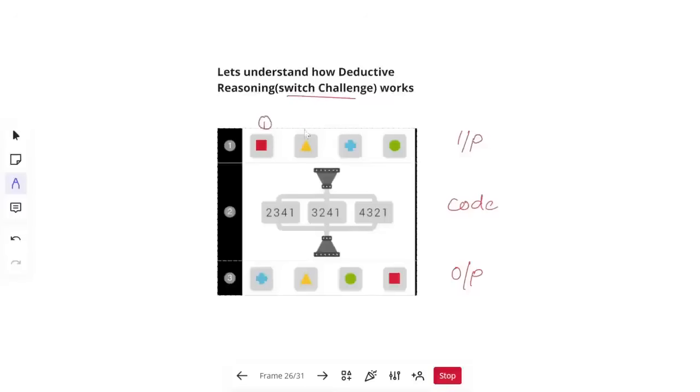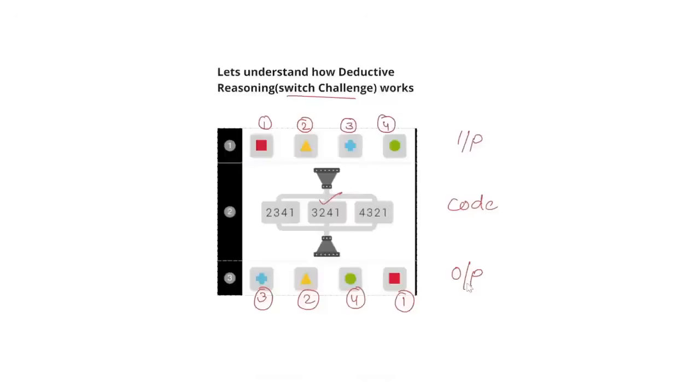Let's mark these images as 1, 2, 3, 4, to understand it better. Now in our answer figure, which image is first? 3, then which is there? 2, then 4th, and then 1. So let's see if we have this code or not. 3, 2, 4, 1. Yes, we have. So our input is following this code and then it is converting it to output. In this way we have to solve these types of questions. Now let's see different types of questions that can be formed on this concept.